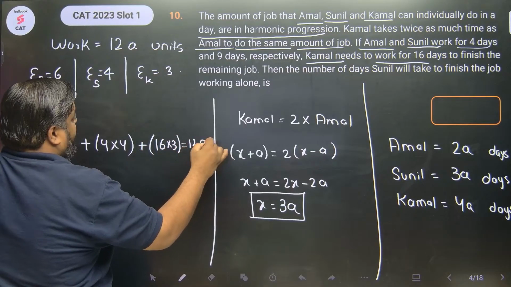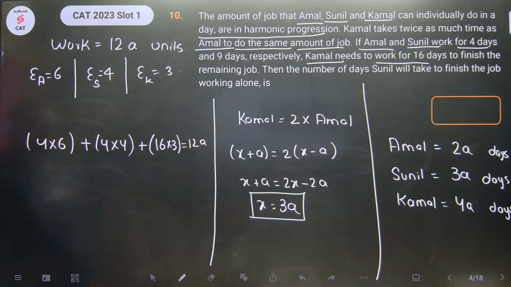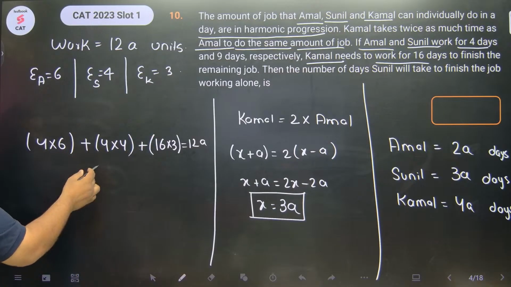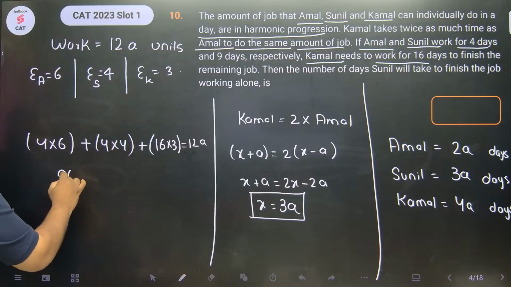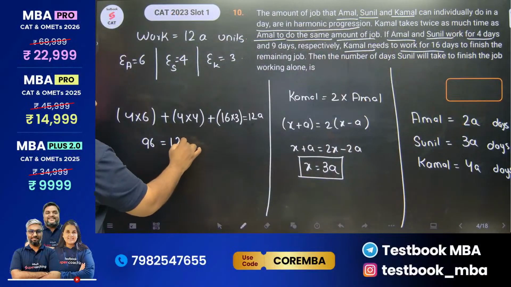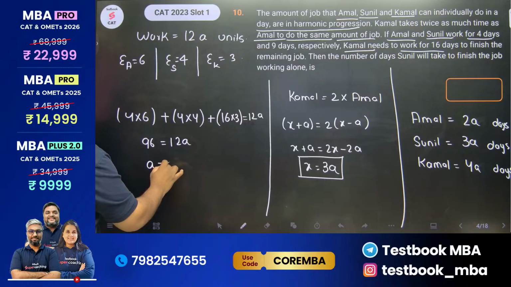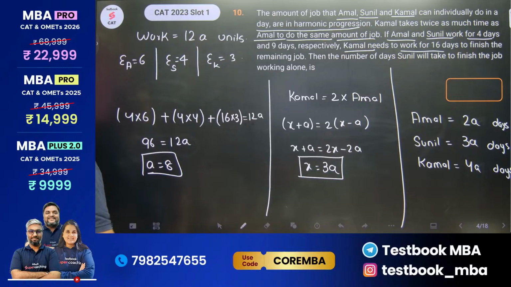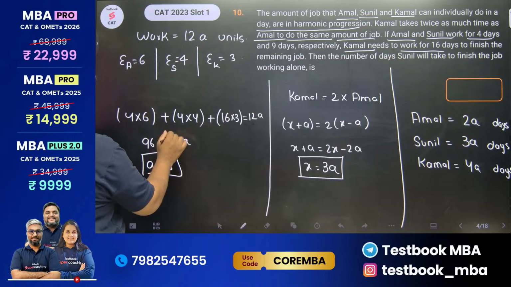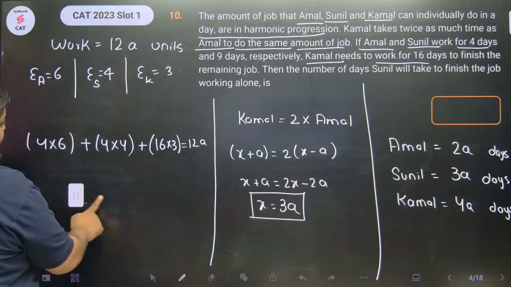Total work is 12a. Solve this to find the value of a. 24, 24, 48, 48, 96. 96 is equal to 12a, so a is equal to 8. Right? Achha, this is 24, 24 and 16, 40, 40 and this is 88, or what?